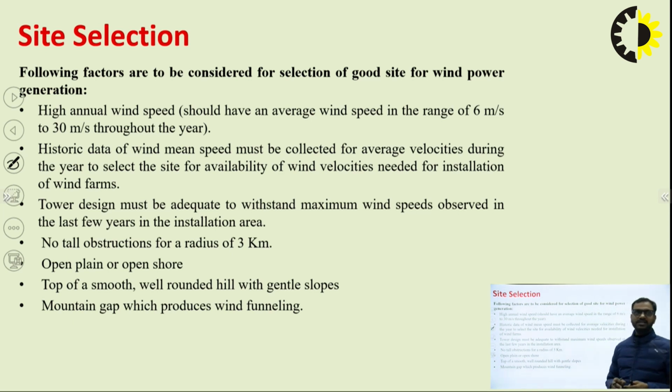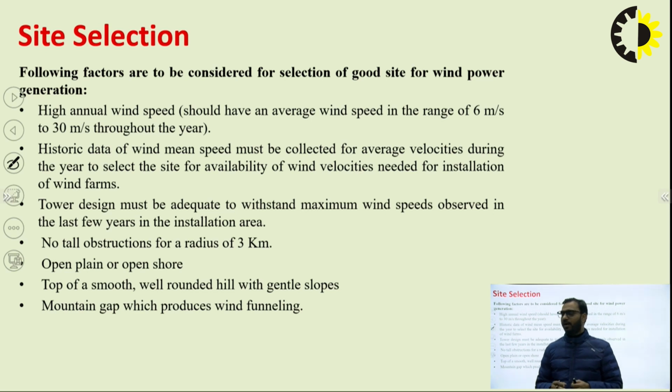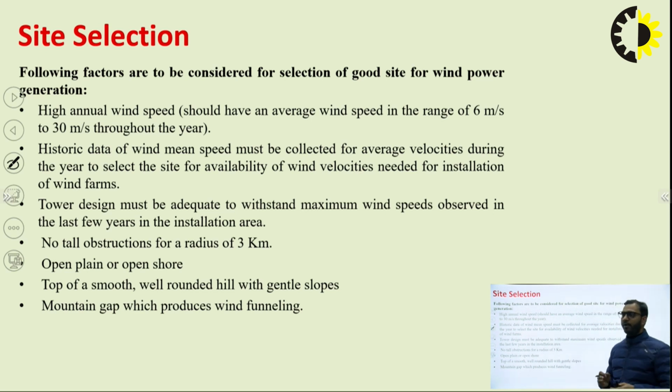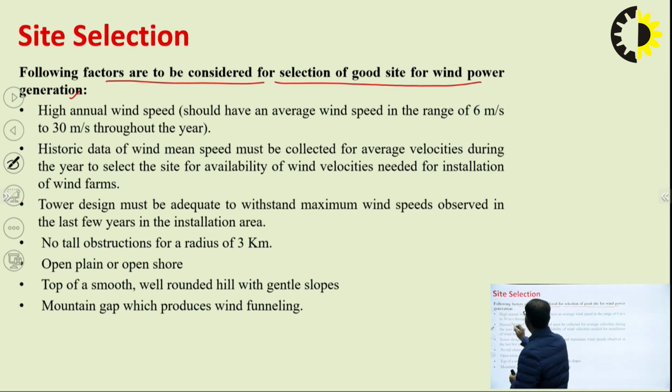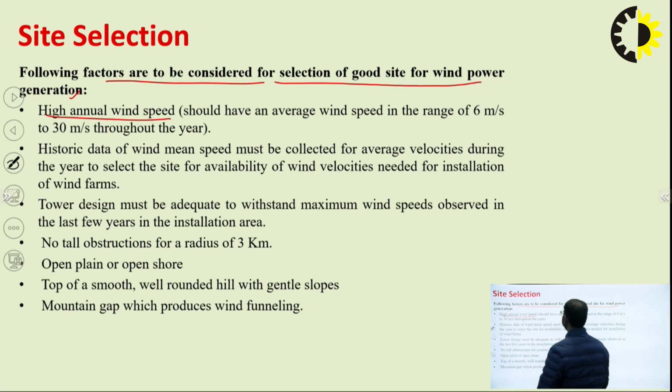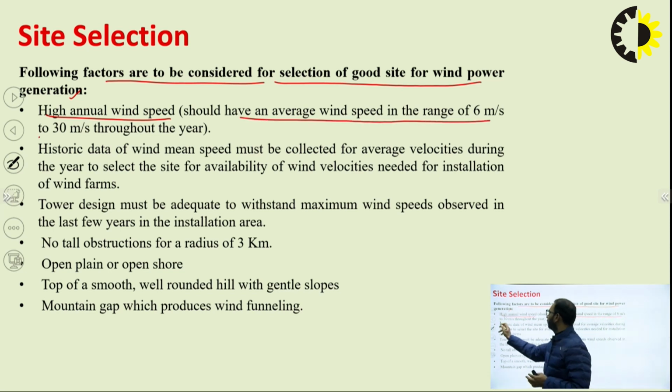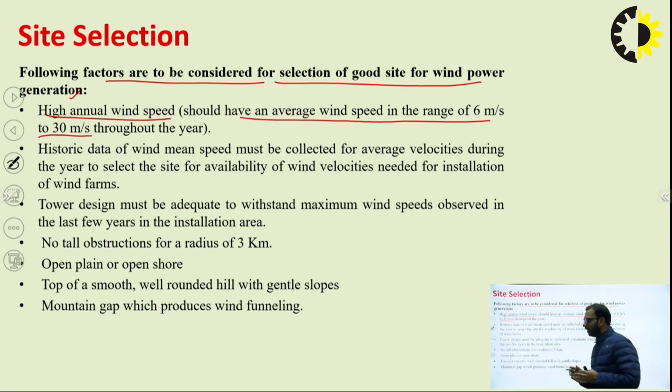Then what is site selection? What is the site selection for a wind power plant? One of the important considerations for installation of a wind power plant is site selection. So the following factors are to be considered for selection of a good site for wind power generation. First one is high annual wind speed, it should have an average wind speed in the range of 6 meter to 30 meter per second throughout the year.